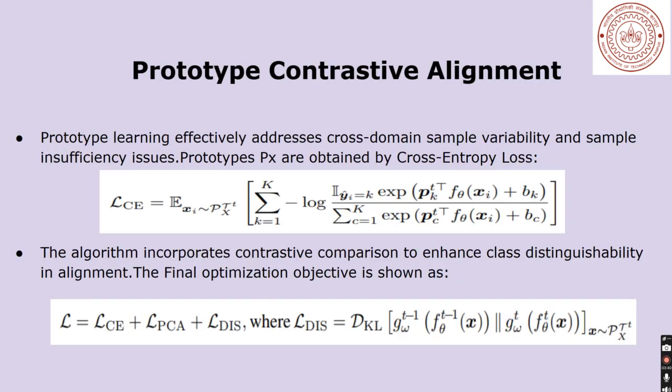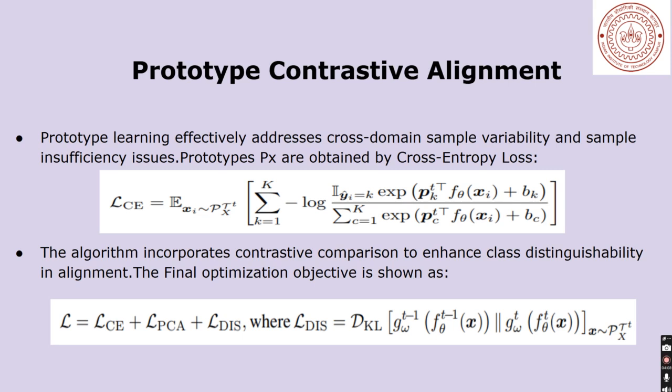Next one is Prototype Contrastive Alignment, PCA. It is domain specific. Prototypes are typically constructed by aggregating class samples. However, when these prototypes are misaligned, they can create an adaptivity gap. So the PCA algorithm is introduced to address this gap by using a more robust alignment strategy. Prototype learning effectively addresses cross-domain sample variability and sample insufficiency issues.